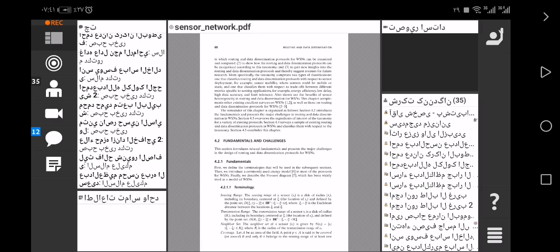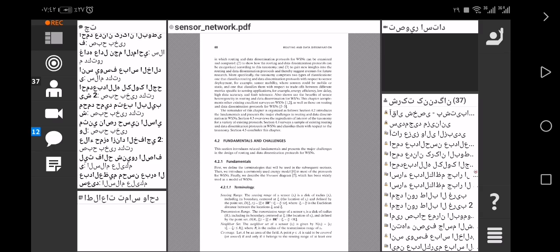Neighbor set. Neighbor set consists of the sensor nodes that are located inside the transmission range. Neighbors of node Si are the nodes Sj that are located inside the transmission range. This is the definition of neighbor set.